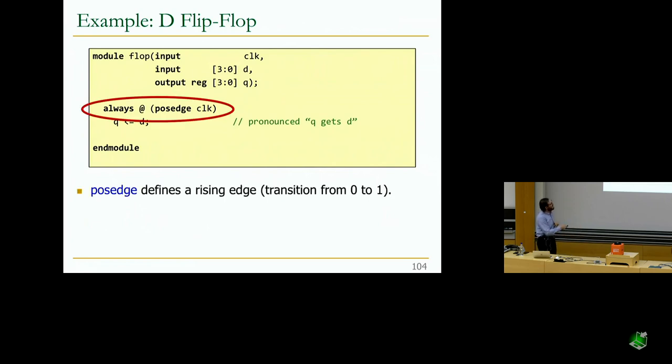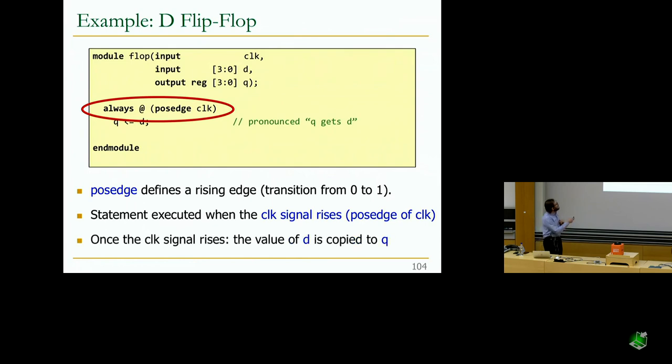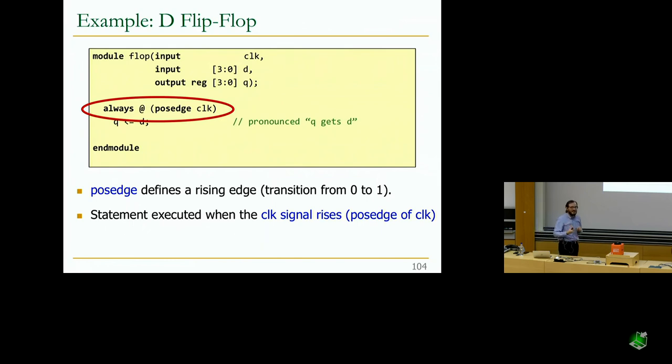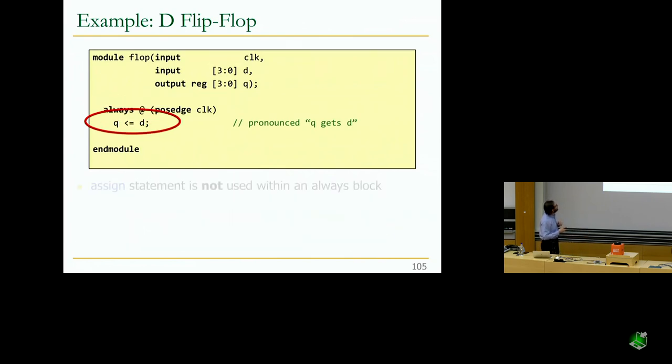So a positive edge, as I said, defines a rising edge, transitioning from 0 to 1. We could have had a negative edge triggered flip-flop. That could be useful under some conditions. For example, you may want some other parts of the state in a complex machine to change at the negative edge of the clock, because you were doing something in the first half of the clock cycle and you're going to do something else in the second half. Okay, I think I said this. The statement is executed when the clock signal rises. And once the clock signal rises, the value of D is copied to the value of Q. Now we're going to look at this less than equal. It's not really less than equal, it's an assignment statement. And we're going to look at that. That's a non-blocking assignment. Okay.